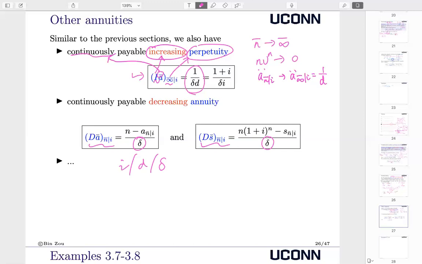If it's immediate, you divide it by i. If it's a due, you divide it by d. If it is continuously payable, you divide it by delta. So technically, if you really want to memorize the formula, please memorize the immediate case. Then for everything else, just the denominator is different. Everything else is actually the same.